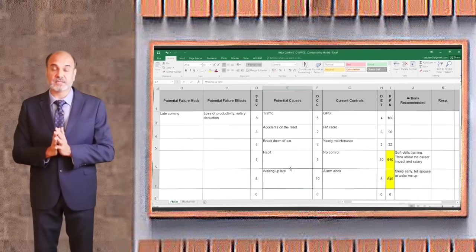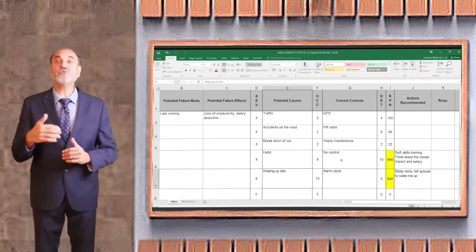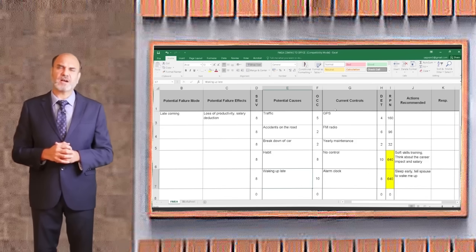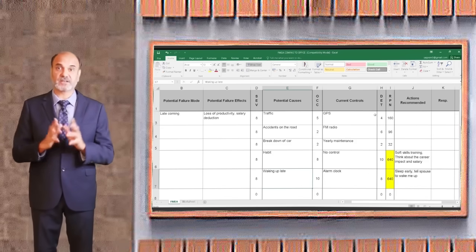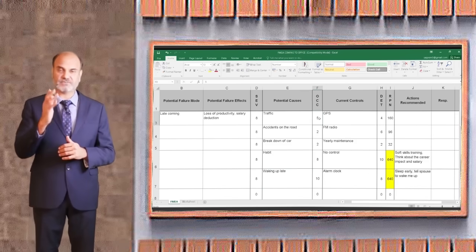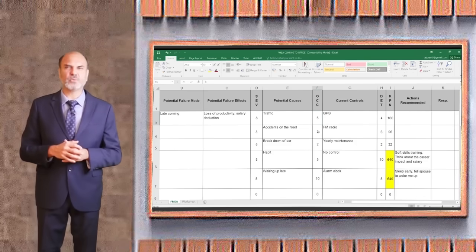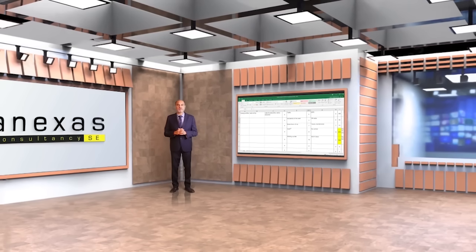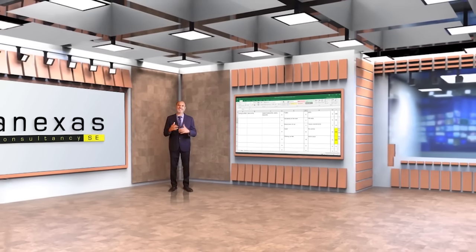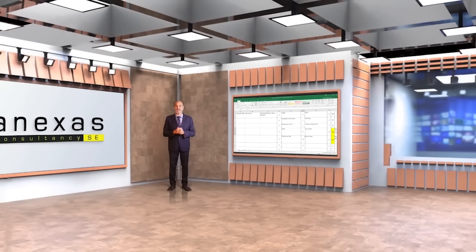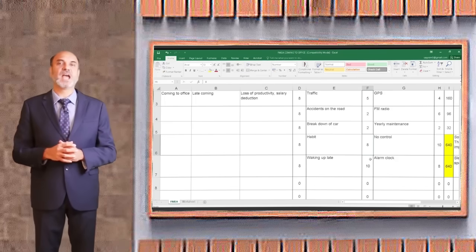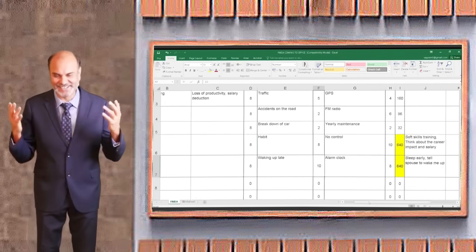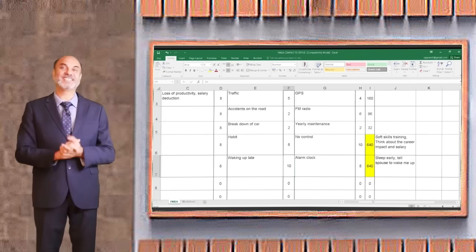For each of the causes, I will give an occurrence rating, how often this cause occurs. So in the case of traffic, 50% of the time traffic problems are there, so I would rate it as 5. Then accidents on the road, well, it rarely happens, so I'll give a rating of 2. Habit, habitually I'm coming late to office, so it often happens, so I'll give a rating of 8. And waking up late, oh, I wake up late every day, so I have given the rating here as 10.